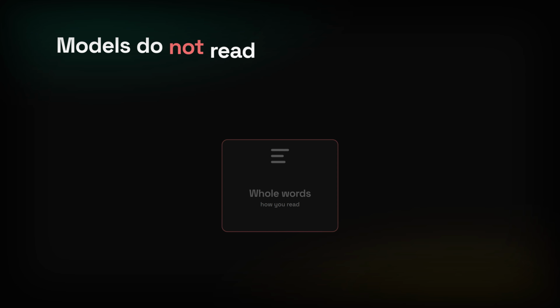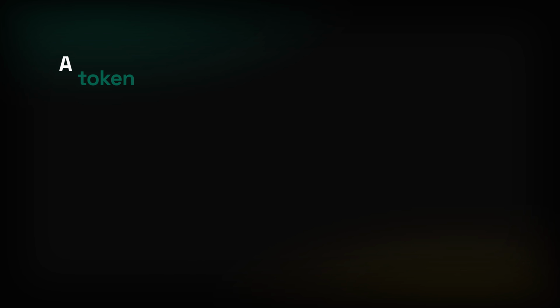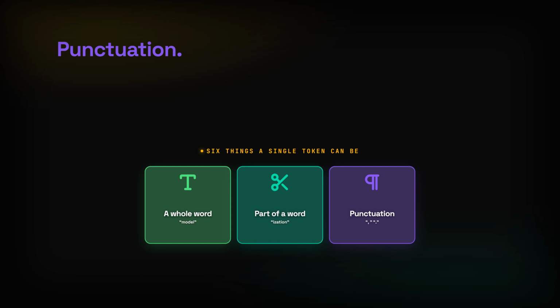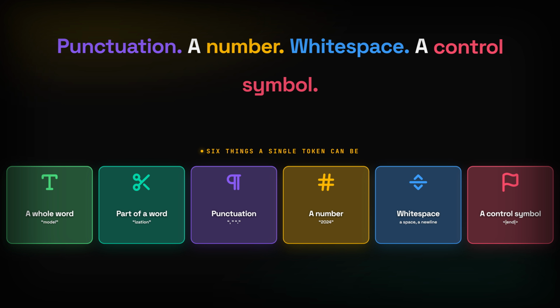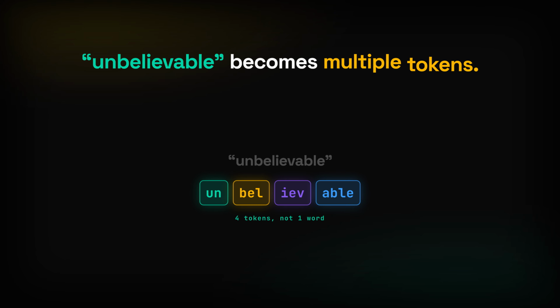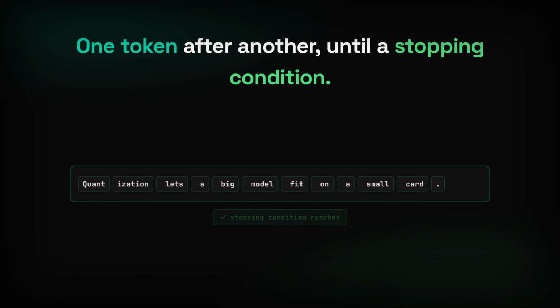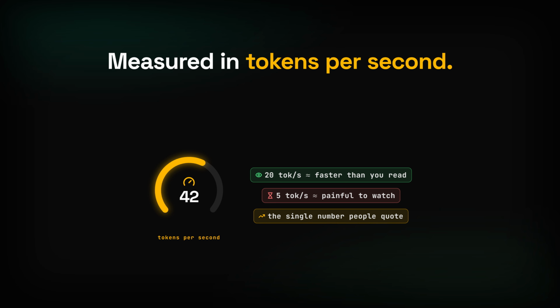Language models do not process entire words directly. Instead, they operate on tokens. A token may represent a complete word, part of a longer word, a punctuation mark, a number, a white space character, or a special control symbol. For example, the word unbelievable may be divided into multiple tokens depending on the tokenizer used by the model. The model predicts one token after another until it reaches a stopping condition or generates the requested output. Performance is commonly measured in tokens per second, which indicates how quickly a model generates responses.